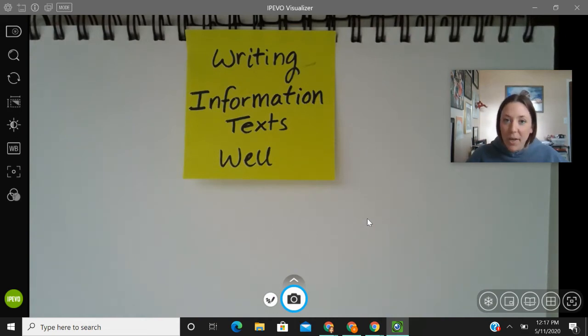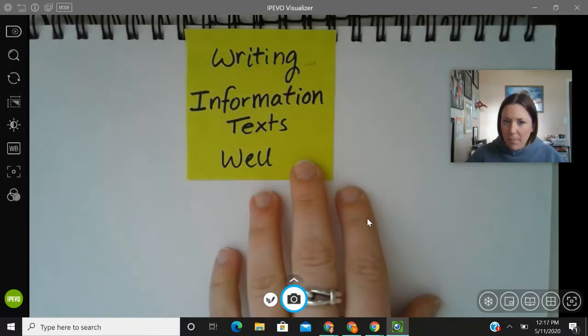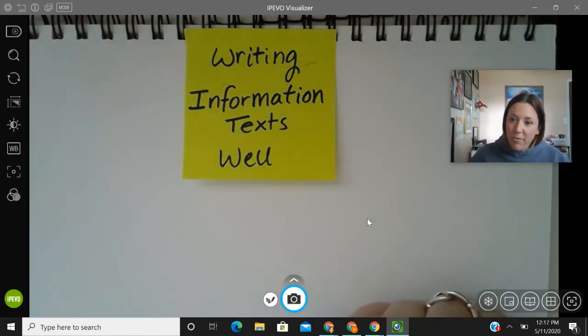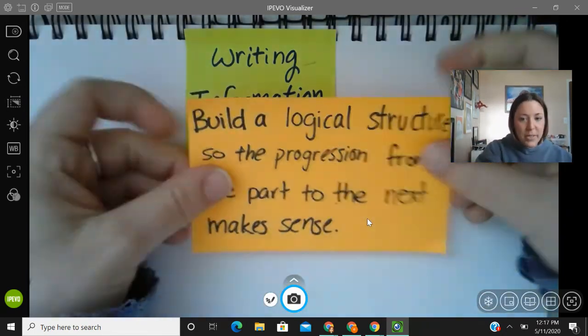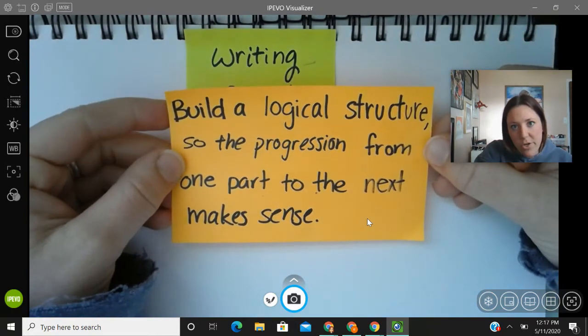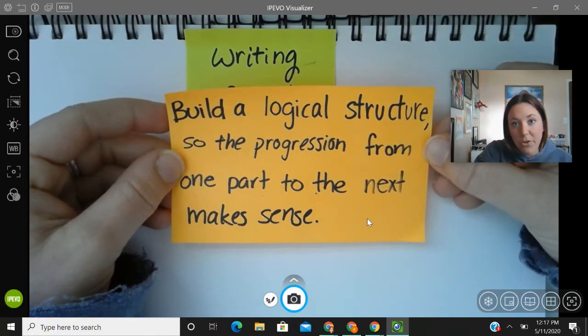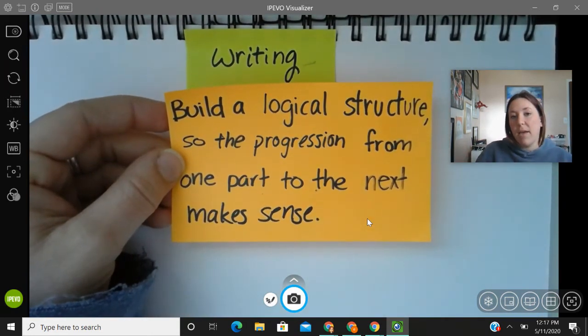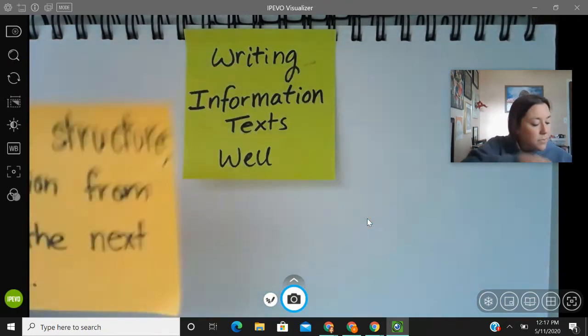We are continuing our research-based writing unit today with session 9, which is writing with details. I wanted to start today reviewing some of the tips that we've already gone over and all of the skills that you're including in your information text, okay? The first one is that we have built a logical structure so that your information, your chapters, your ideas build from one part to the next, right? Your sequencing makes sense. And we did that with our table of contents.